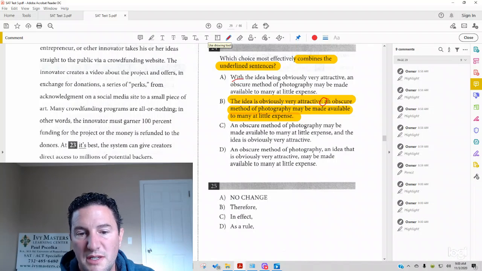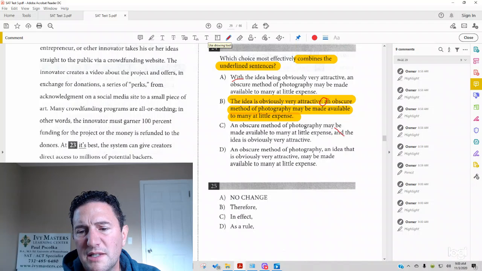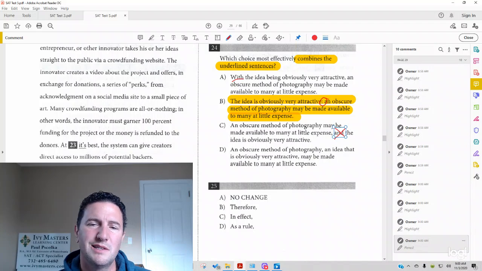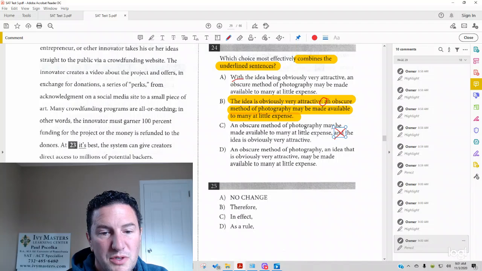Answer choice C. An obscure method of photography may be made available to many at little expense. And the idea is obviously very attractive. When you use and to combine sentences, all it says is that two things are happening. Usually if there's a different way to combine the sentence parts, it'll show a stronger connection. So anyway, answer choice C is not right.